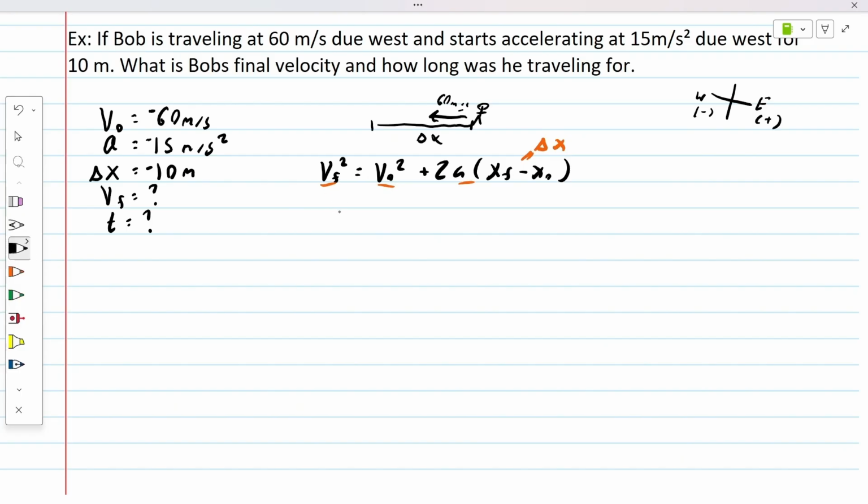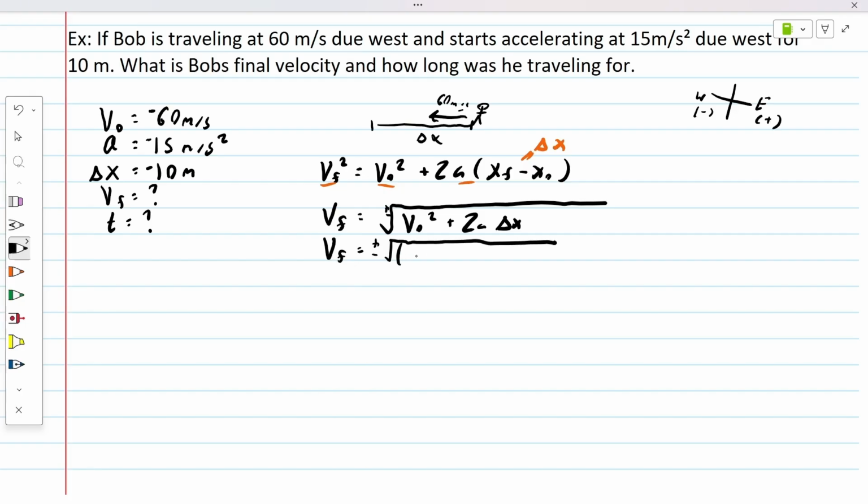So if we take the square root of each side, we end up getting that the v final is equal to the square root of v naught squared plus 2a delta x. And this could also be a plus or minus here. Okay. So now that we have our variable we want on its own, we can go ahead and plug in values here. So the velocity final is equal to plus or minus the square root of the initial velocity, which is a negative 60 squared plus 2, the acceleration, which is negative 15, and the change in x, which is negative 10.